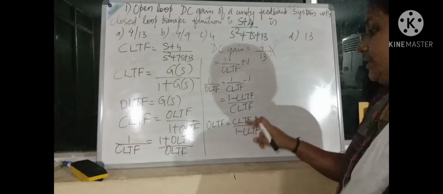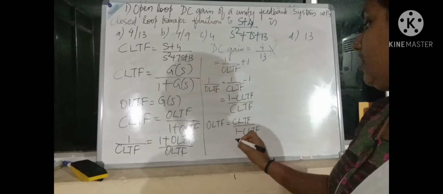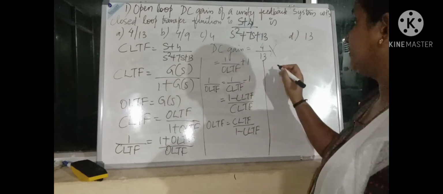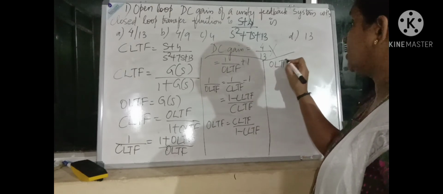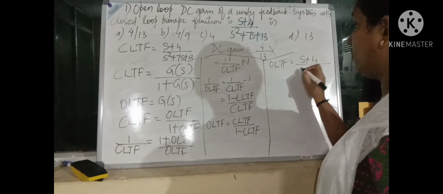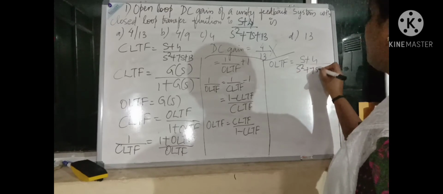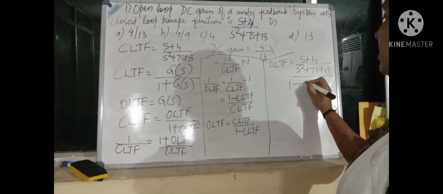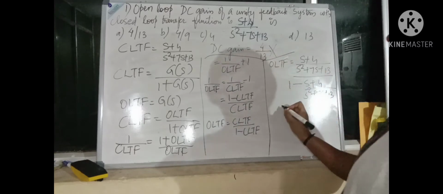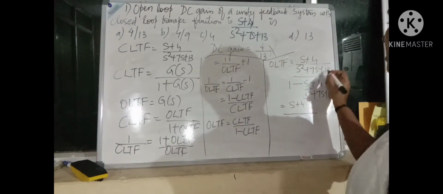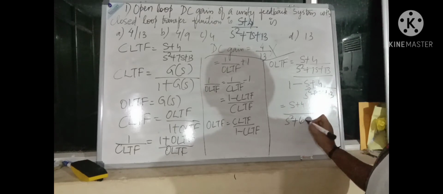Okay, all clear? Next apply the closed loop transfer function over here. We'll get the answer as, open loop transfer function will be equal to (s plus 4) divided by (s square plus 7s plus 13), divided by 1 minus (s plus 4) by (s square plus 7s plus 13), right? Here we'll get s plus 4 divided by, just cancel this one and this one. We'll get the answer as s square plus 6s plus 9.